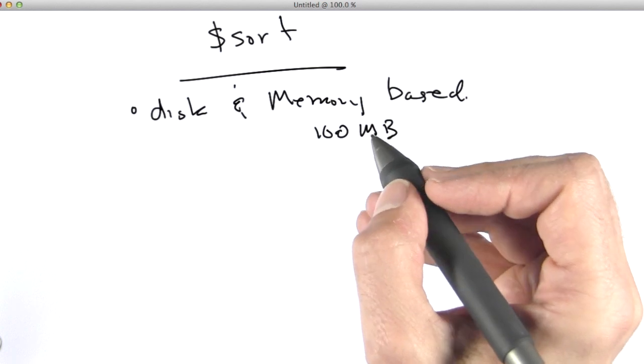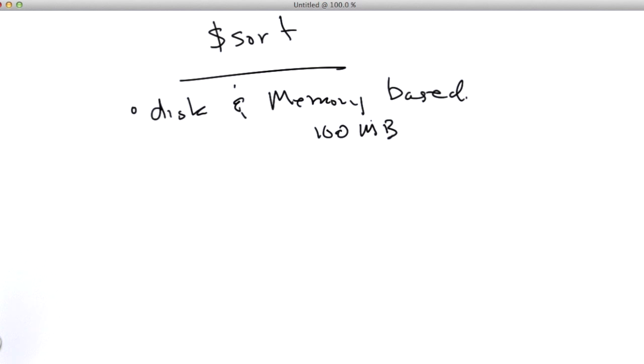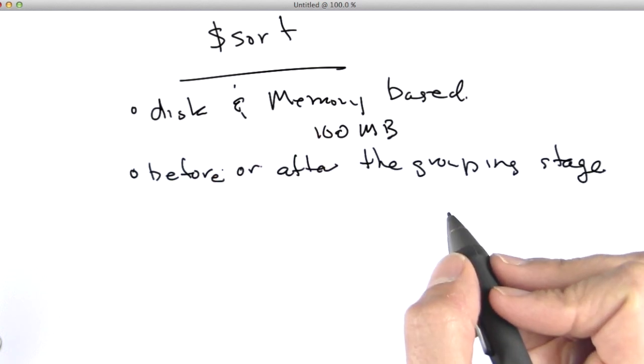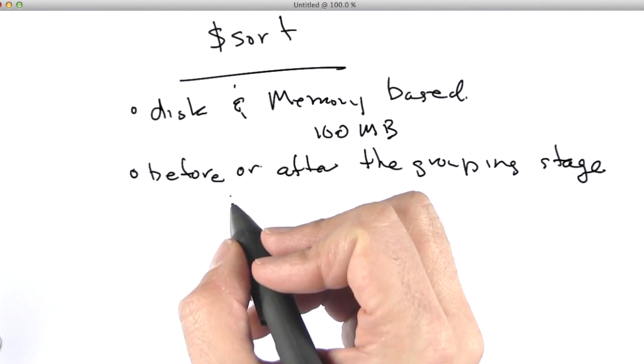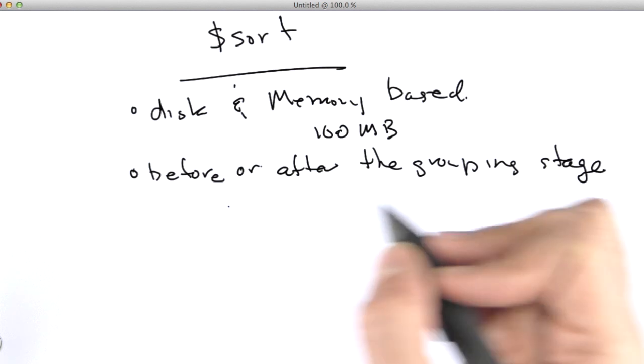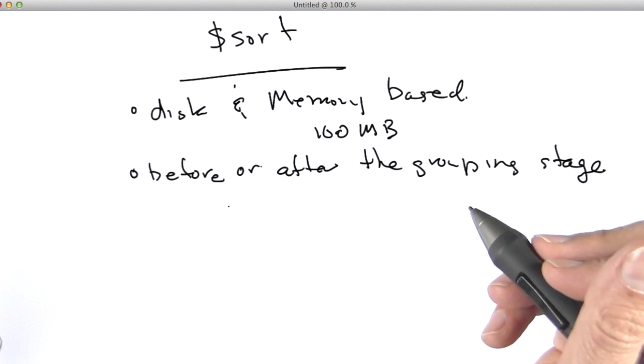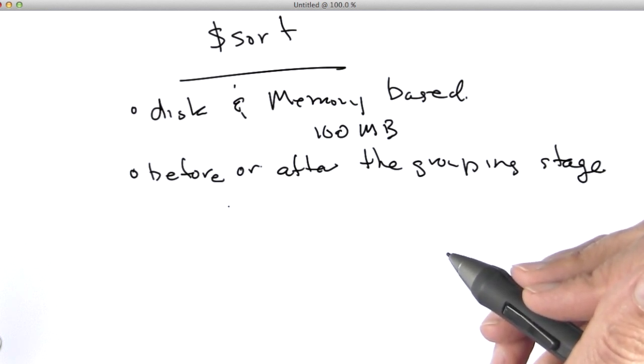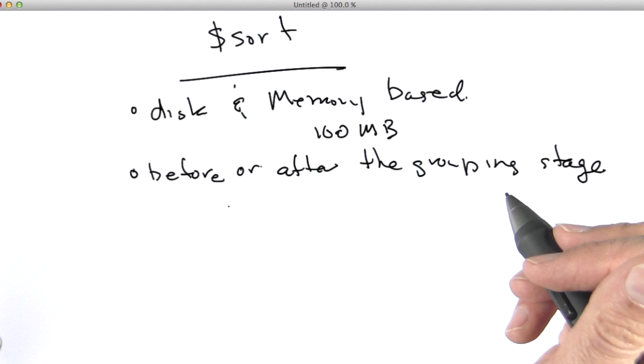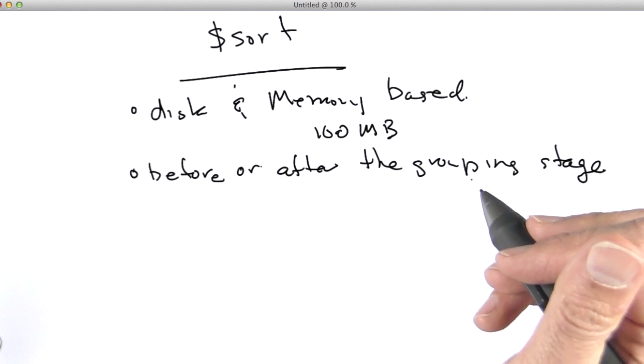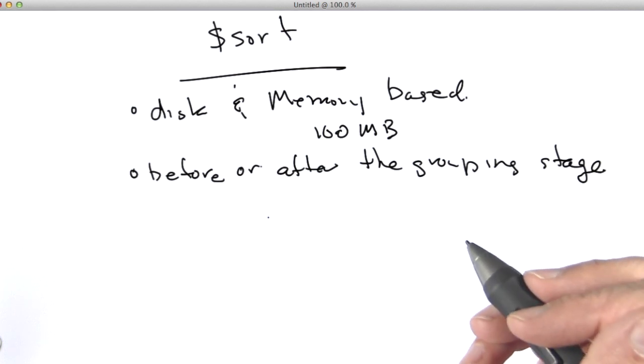And the second thing to remember about sorting is that you can do it before or after the grouping. So you can sort before or after the grouping stage, and there are some good reasons why you might want to do both. It can be very useful before the grouping, and it can also be useful after the grouping, especially when used in conjunction with a limit. And I'm going to show you sorting after the grouping.